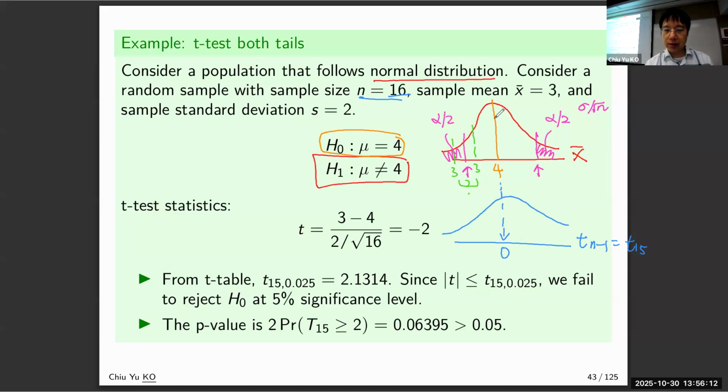What will be the t? Okay, t will simply be 3 minus 4, which is -1, right? It will be this minus this, over how many SE you got? So the SE will be 2 over root 16, which again is 1/2. So the distance is 1, and the SE is 1/2. So that is -2, right? Because it's 2 SE below the mean.